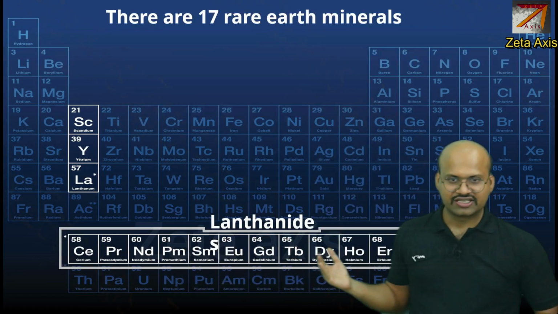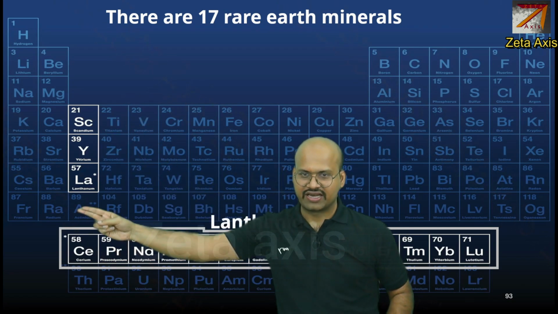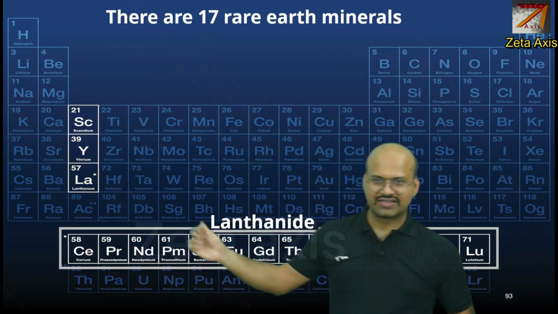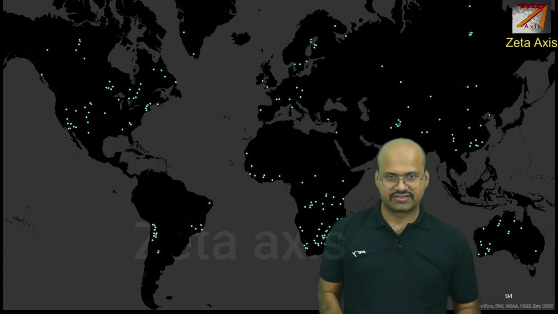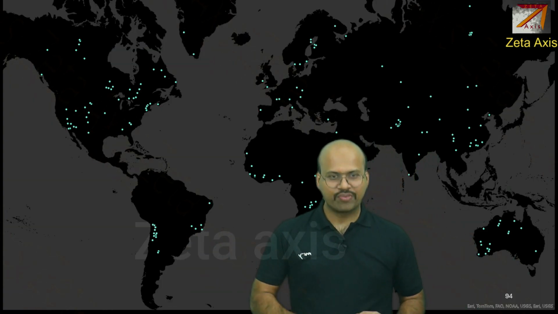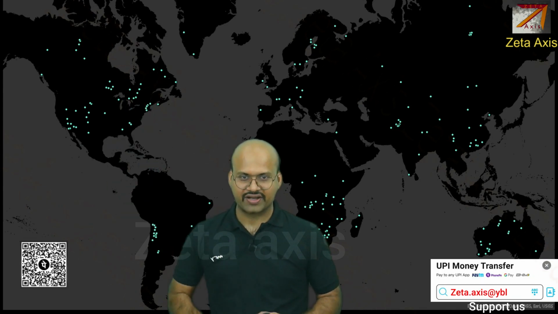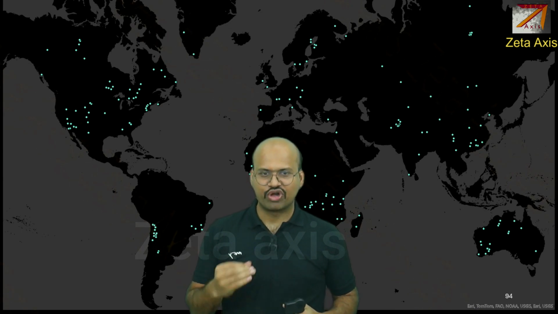This series is called lanthanide series, and then there are these three elements. So these elements, that is these 14 elements and these three elements, they together form the 17 rare earth minerals. Here we can see the deposits of rare earth minerals across the world, and we can see that there are significant deposits of rare earth minerals within United States of America. But remember, the extraction process is very costly as well as very polluting.